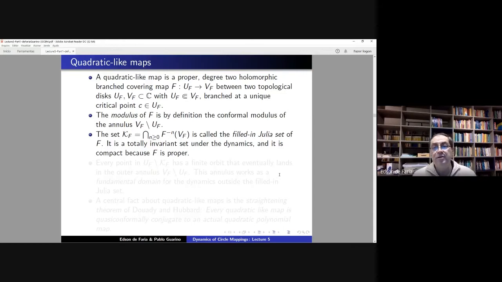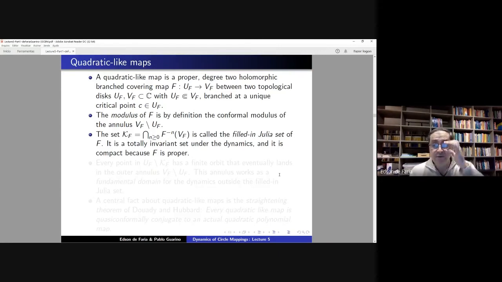All right, so for these maps, you can define a Julia set. So first you define the filled-in Julia set. So what is that? You just take the codomain of the map and you take all possible pre-images going backwards, right? You take the pre-image, the pre-image, the pre-image under your map F, and you take the intersection of all these, okay? And it turns out that this is actually a compact set, and it's called the filled-in Julia set, and it's totally invariant under the dynamics, okay? The Julia set is the boundary of this set. And in the cases that we'll be interested in, the filled-in Julia set and the Julia set will coincide, but we don't have to worry about that here.